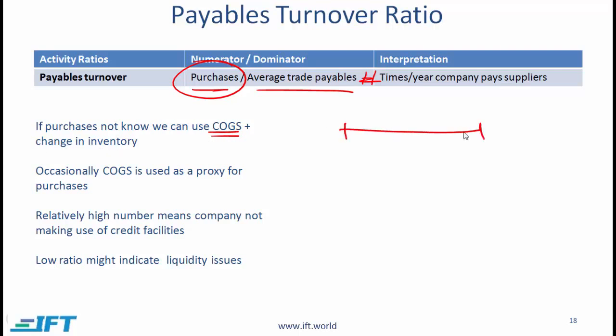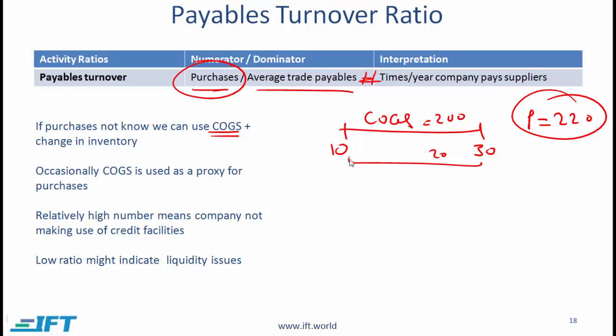If you have a given period where COGS is equal to 200, the inventory at the start of the year was 10 and at the end of the year is 30, then this means that the purchases must have been 200 plus the change, which is 20. So purchases must have been 220. So that is the precise measure to use. At times, an analyst might simply use purchases as approximately equal to COGS.